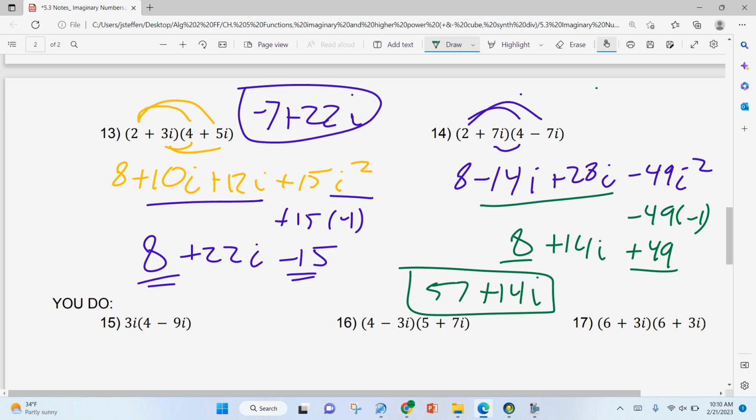Any questions on those? All right, go ahead and do 15, 16, 17 on your own, and then we'll move on to the conjugates that we'll talk about.